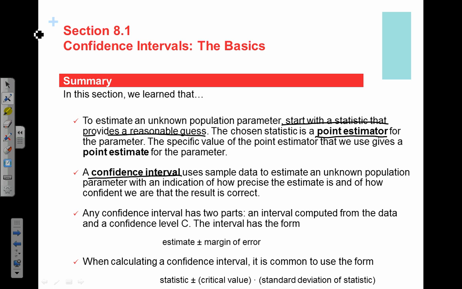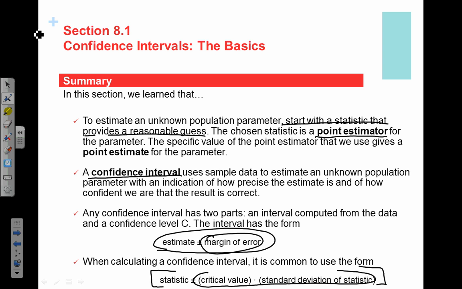The interval has two parts, okay? An interval and a level. So an interval is from here to here, and a level is how confident you are. And it's going to be estimate plus or minus the margin of error. And the formula to do that is statistic plus or minus critical value times standard deviation. So if you remember, margin of error is critical value times standard deviation. And we're going to actually go into these specific problems now.